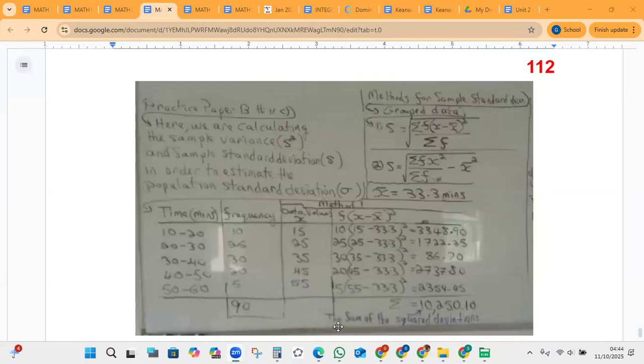Now this will be the sum of the squared deviations. As the formula says, that will be the numerator. Then we have to divide the sum of the squared deviations, that's the 10,250.1, by the sum of the frequencies, or the sample size, which is 90. That will give us the variance, and then you square root the variance to get the sample standard deviation for group data.